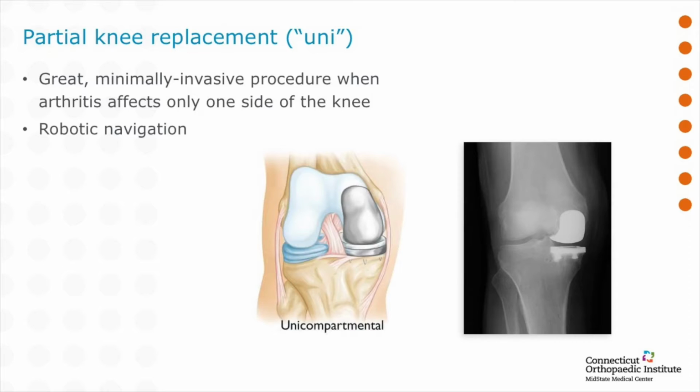Another option is a partial knee replacement. This can be a great option for younger patients who have arthritis that's affecting just one part of the knee. It's great because it feels like a more natural knee. So even after having a partial knee replacement, it really may feel like it's your own knee. Another great thing about this is that it can be done as an outpatient, and we can use a robotic system to help us navigate and make sure that we get perfect alignment.